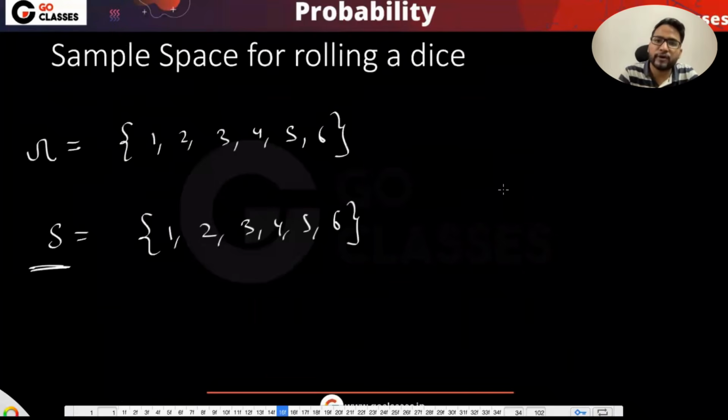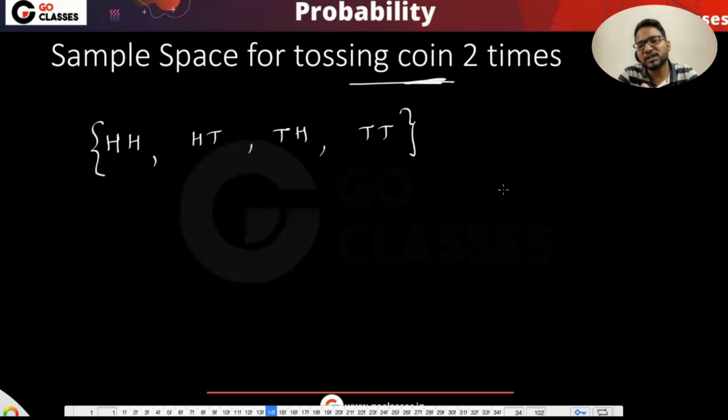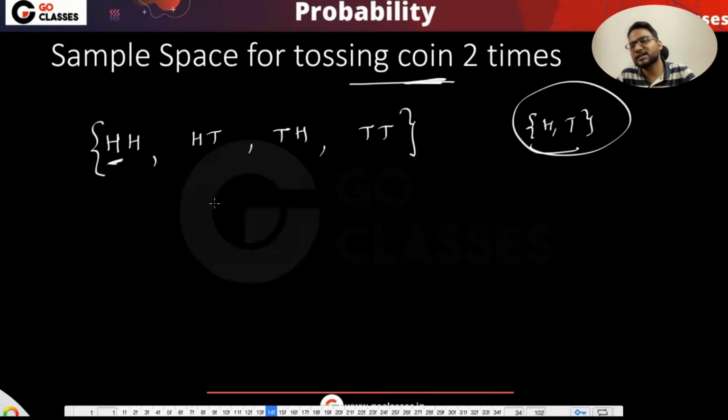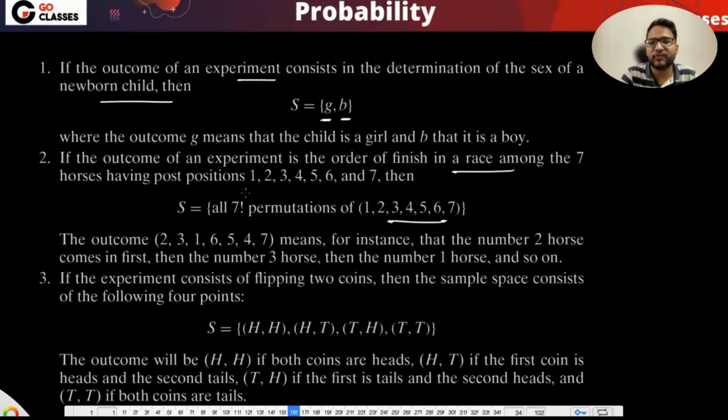Suppose you're tossing a coin 2 times, but you are interested only in the final outcome. You're designing an experiment where it does not matter what has come first, but you are only concerned about whatever is coming last. Then what should be the sample space? Just head and tail. Because you are only concerned about the last outcome, you are not concerned about the first one. So generally the sample space depends on our interest in the experiment outcome also. If our interest is to check the order of all horses, then the sample space will be 7 factorial.